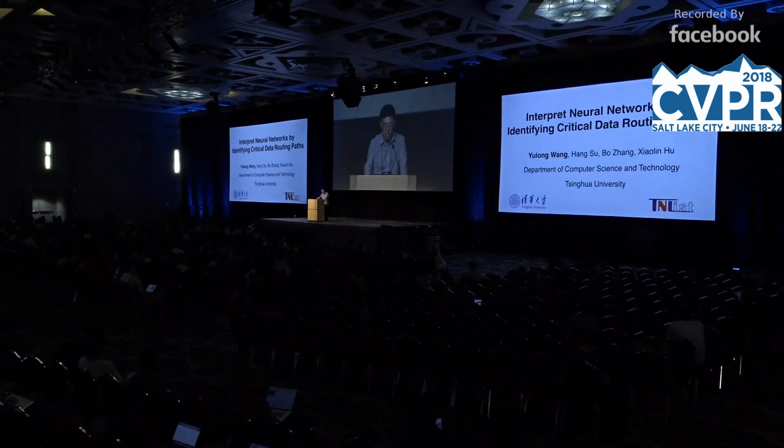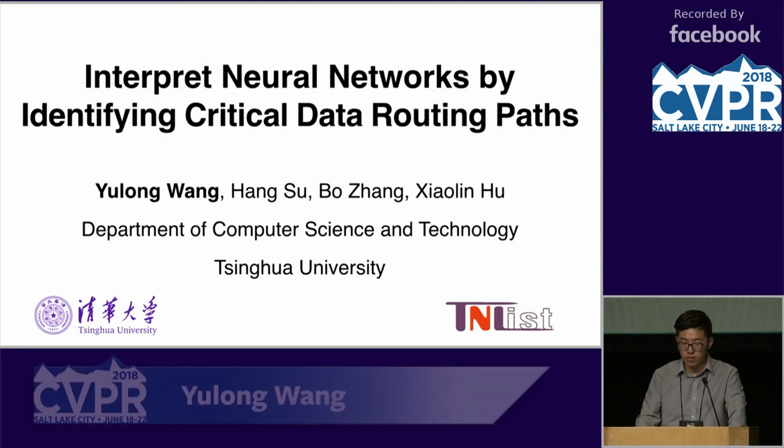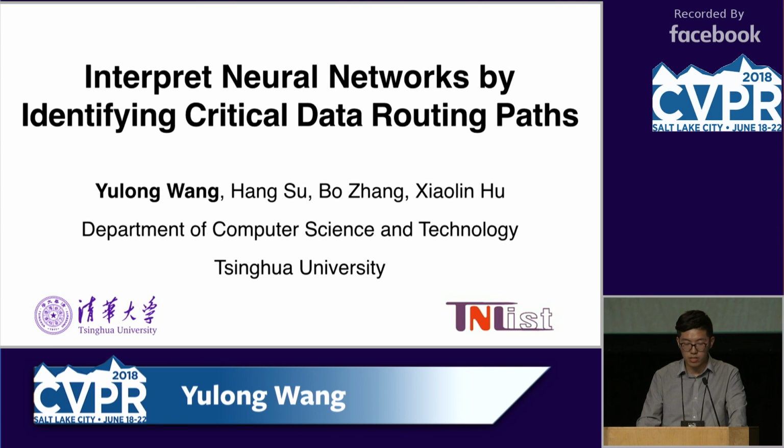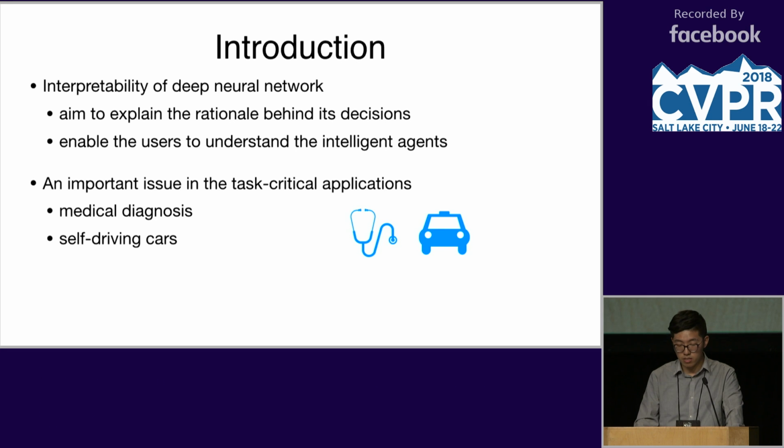Today, I'm excited to share our work on the interpretability of deep neural networks. In this work, we propose a flexible framework to interpret a deep neural network by identifying critical data routing paths. Interpretability of deep neural networks aims to explain the rationale behind their decisions and enable users to understand the intelligent agents. It becomes an important issue in task-critical applications, such as medical diagnosis and self-driving cars.